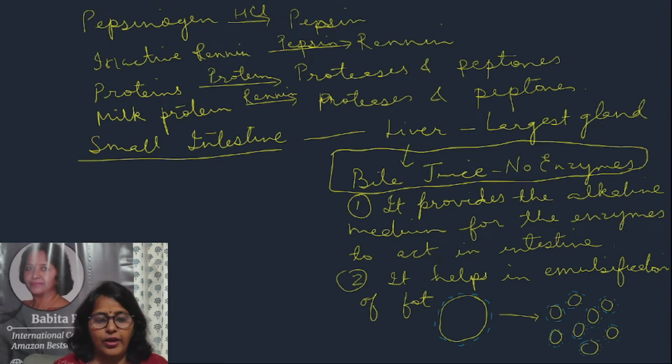Similarly, we are breaking down this fat molecule into smaller units so that lipase can act easily on it. So bile juice, what is the function of bile juice? In spite of not having any enzyme, it is very important in the process of digestion because it is helping in emulsification of fat, and it provides alkaline medium for the enzymes to act in the intestine.